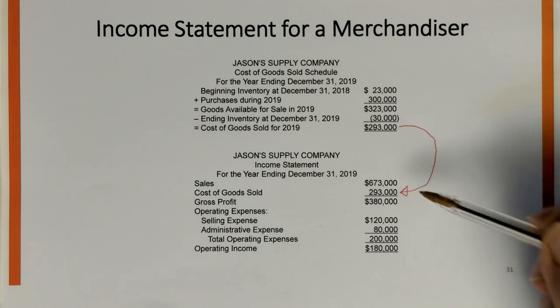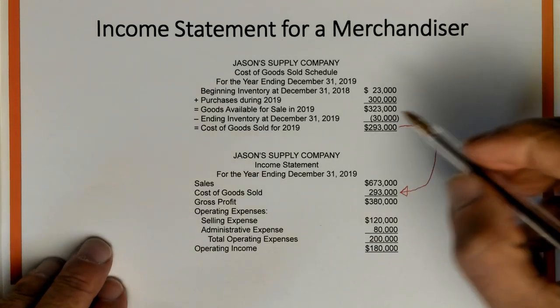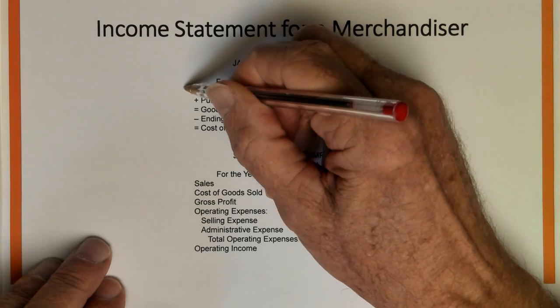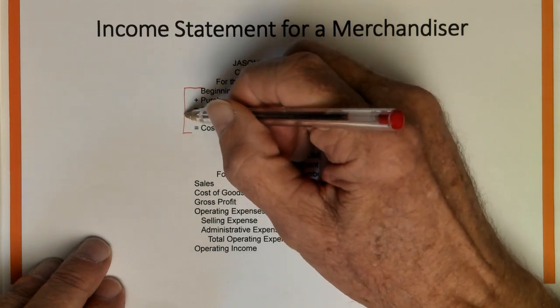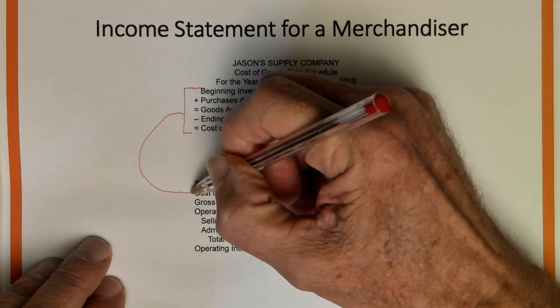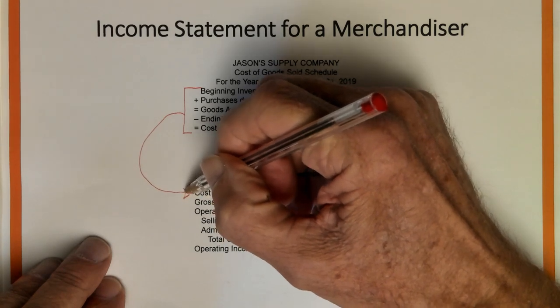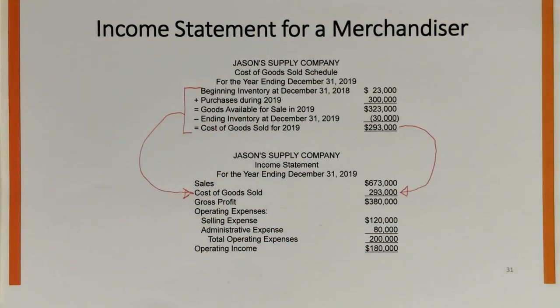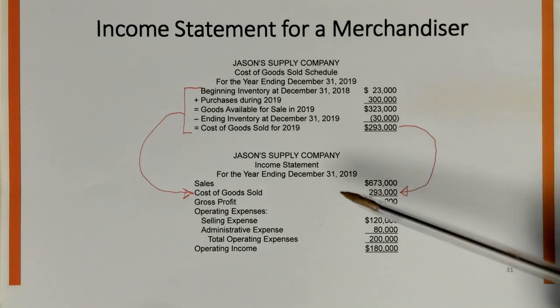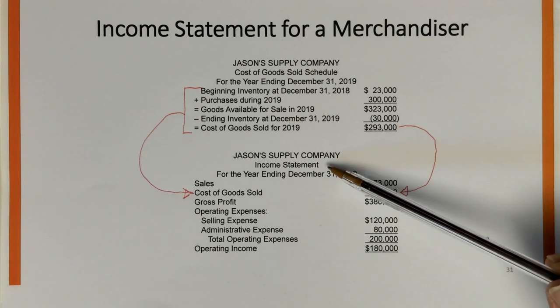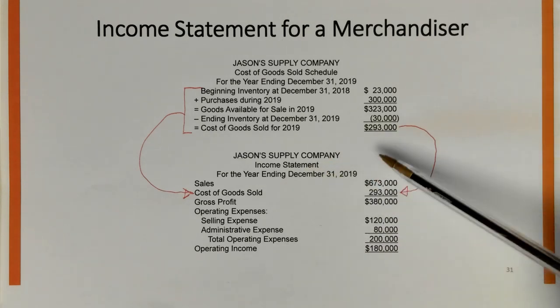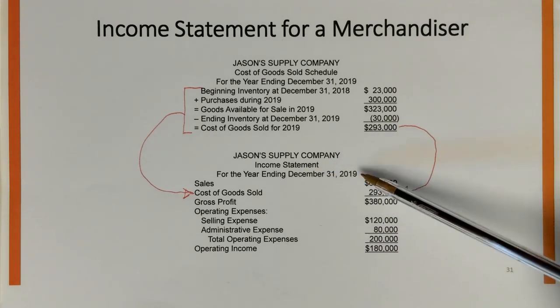Sometimes this whole section of the cost of goods sold schedule is included in an income statement. But you don't have to put the whole schedule in there. Instead, you could have a separate schedule calculating cost of goods sold, and then just enter the cost of goods sold on the income statement. So here we go. We've got the name of the company. It's an income statement, and it's for the year ended December 31st, 2019.